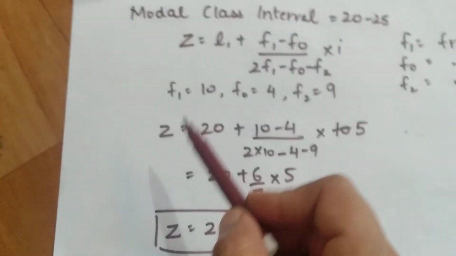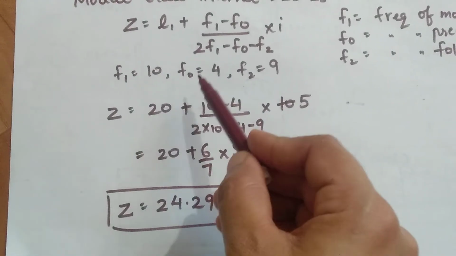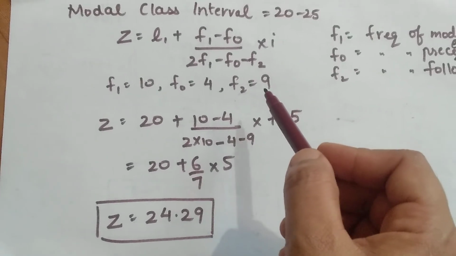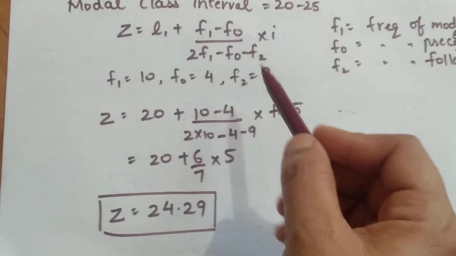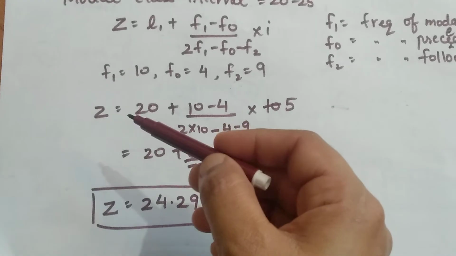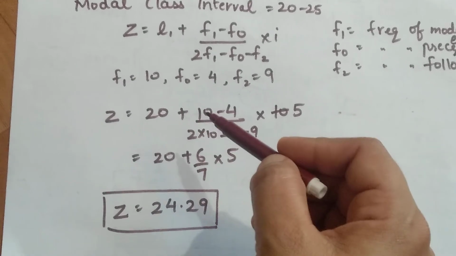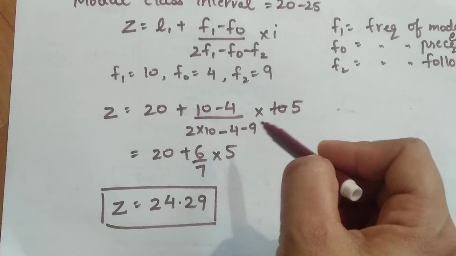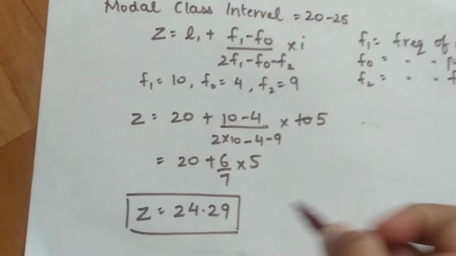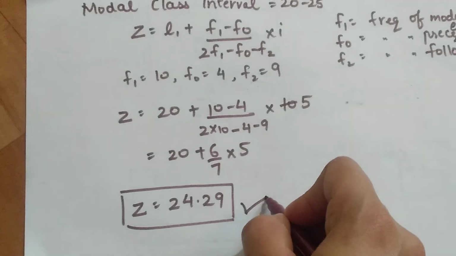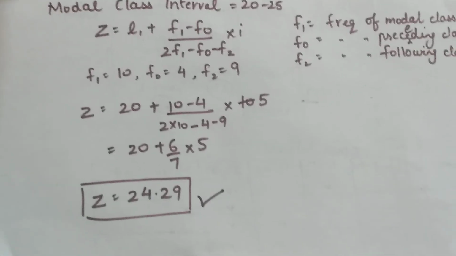So I have taken the value F1 is equal to 10, F0 is equal to 4, F2 is equal to 9. When I put the values of these in the formula, we get lower limit as 20. So it's 20 plus (10 minus 4). So I have just substituted the values and I get the value of mode as 24.29. Clear? So practice the exercise which I am giving you on this. Thank you.